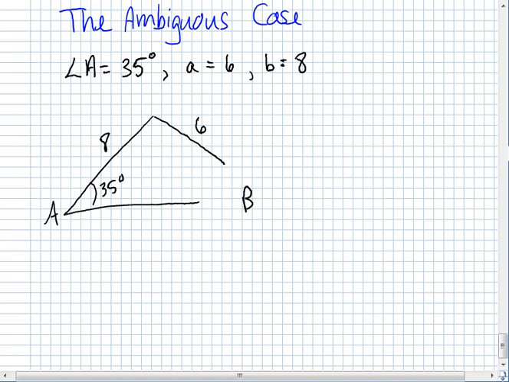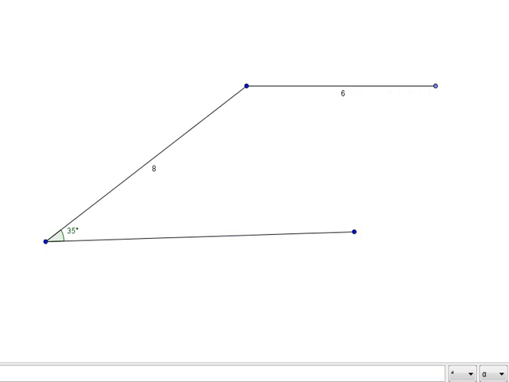Just want to pause here for a second and switch to a different program and show you what we're looking at here. Okay, so this is the example that I'm talking about. I have that angle there that's 35 degrees, and the opposite side is 6. I haven't joined it up yet. And then the other side there from B is going to be 8. Let me just put some more labels on here for you. We don't know how long AB is. All we know is that AC is 8 and CB is 6.